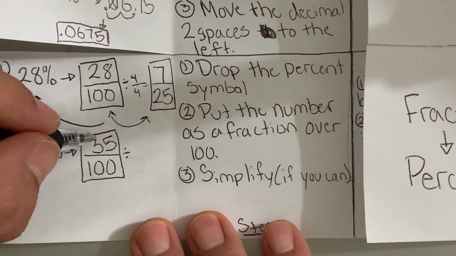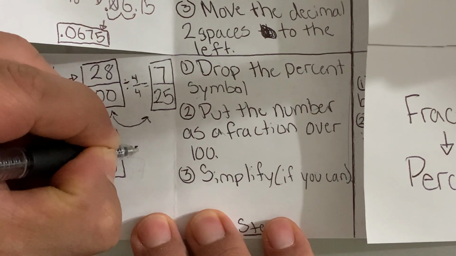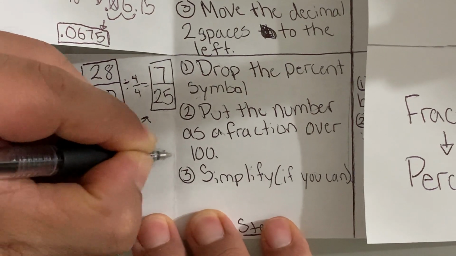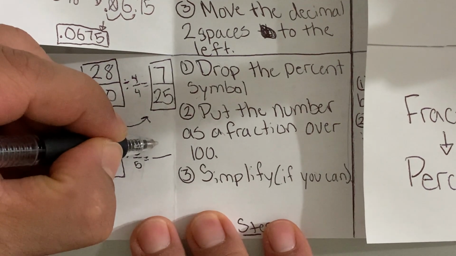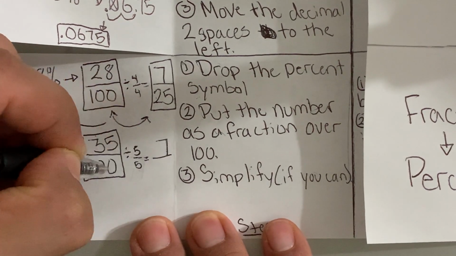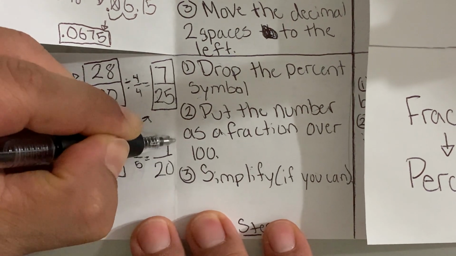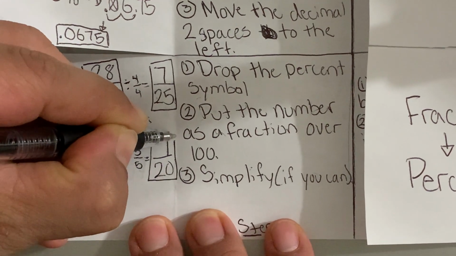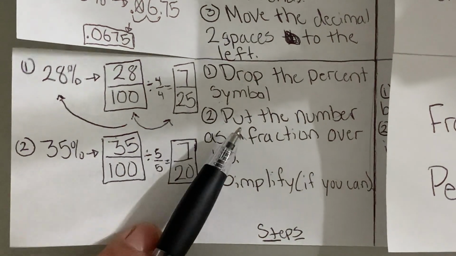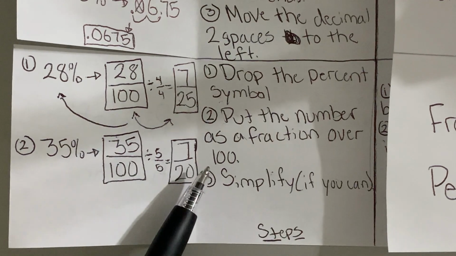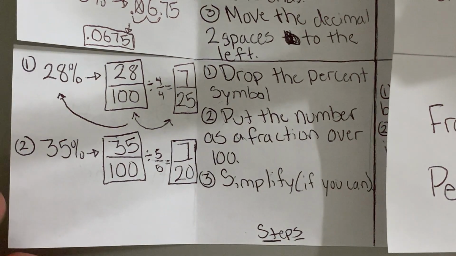What number goes into 35 and 100? If you said 5, you're correct. 5 goes into 35 7 times. 5 goes into 100 20 times. So 7 out of 20. All right. So there's that. Make sure you have the steps written down. Make sure you pause. Make sure you have the examples written down because we will be turning this in.